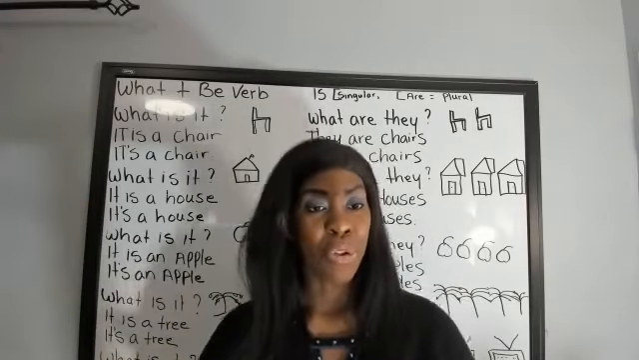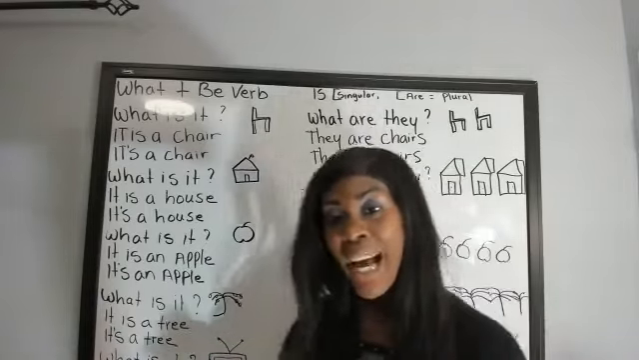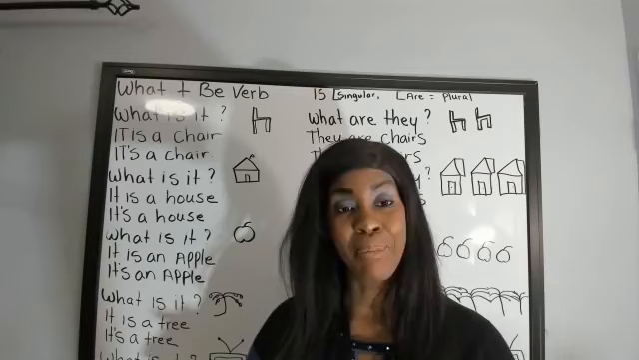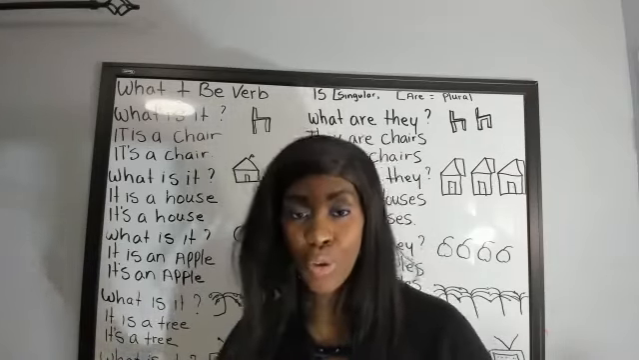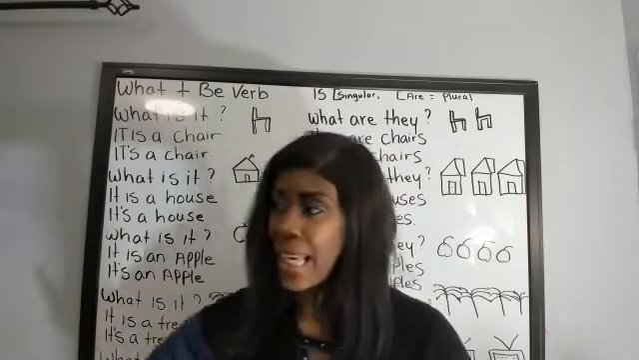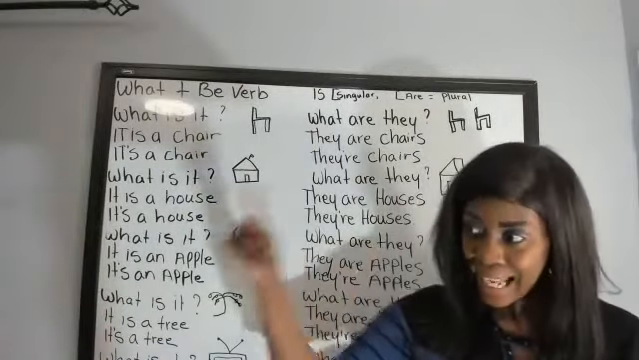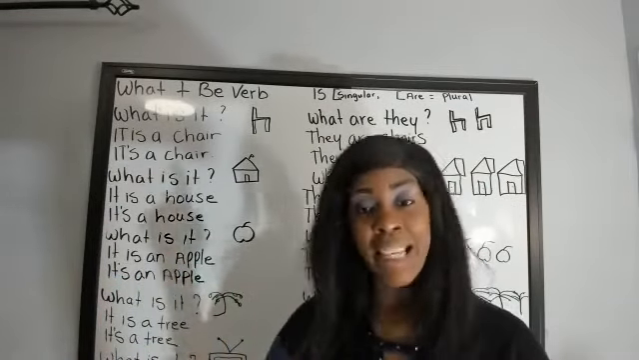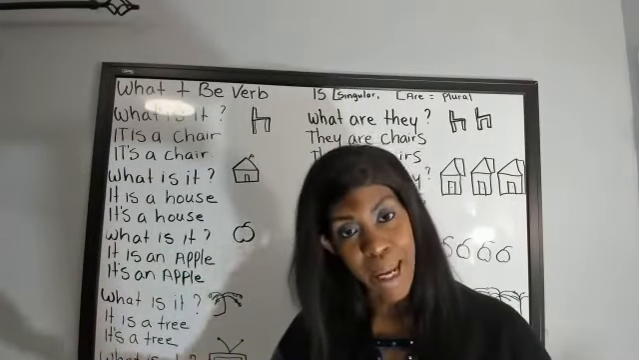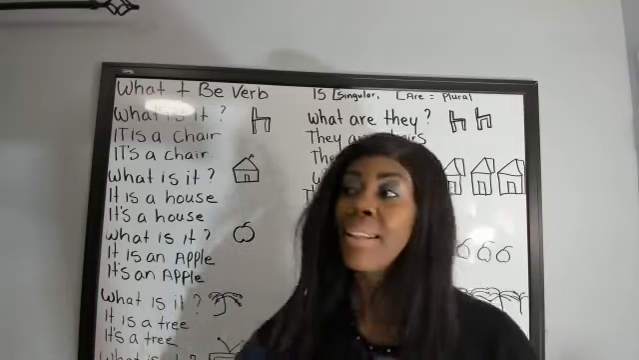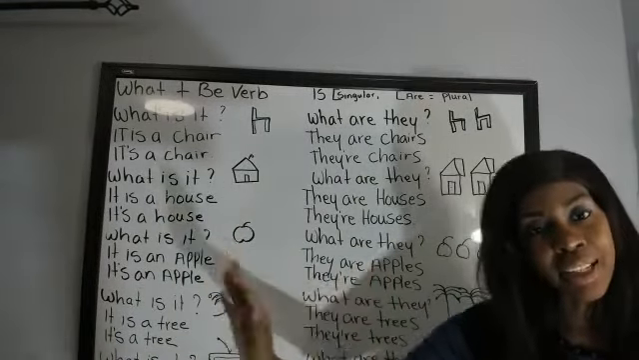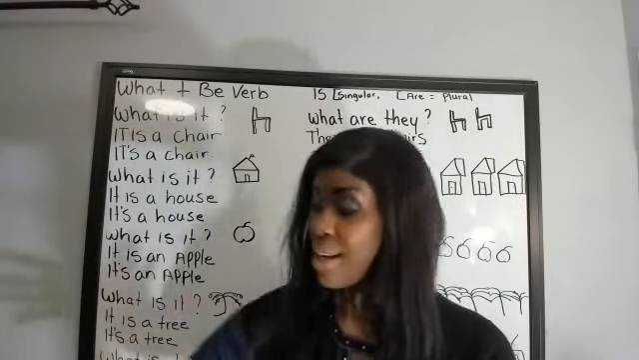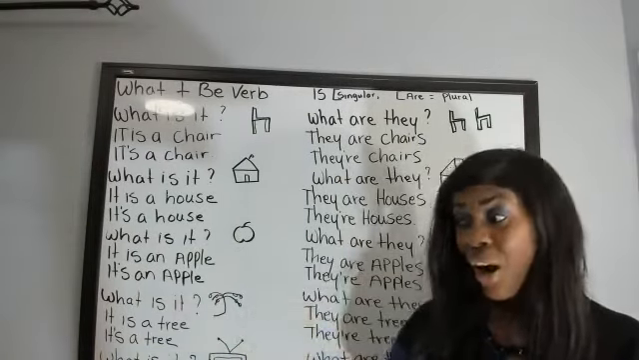If I'm walking down the street and I'm closer to my house, I'm gonna say this is my house. This is my house because my house is closer. But if my house is further away, I'm gonna say that is my house. The house you're looking at down the street, that is my house. This is my block. The block is close. That is my block. The block is further away. This is my car. The car is close. That is my car if the car is away.